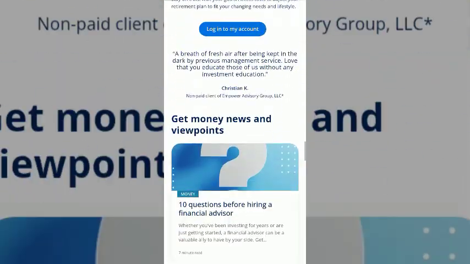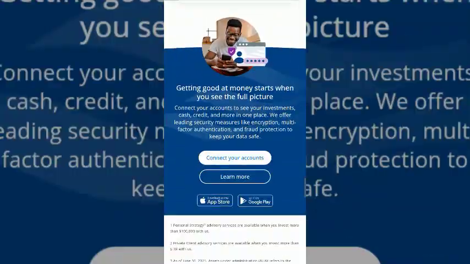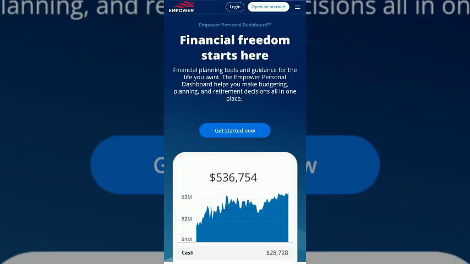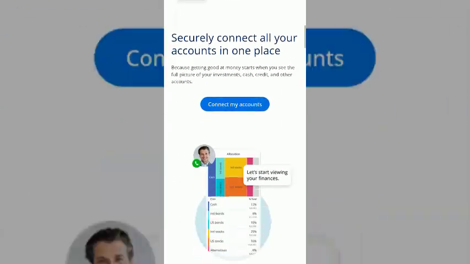Next point is why it matters. Now, it helps you to spot vulnerabilities early. Maybe you're too exposed to one sector or your cash cushion isn't strong enough.